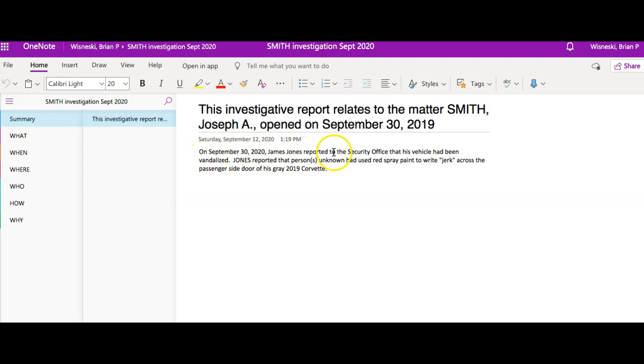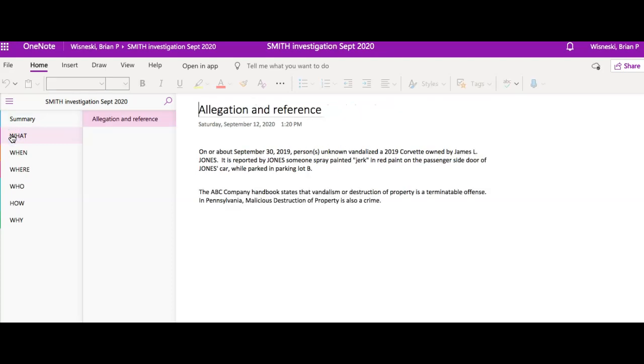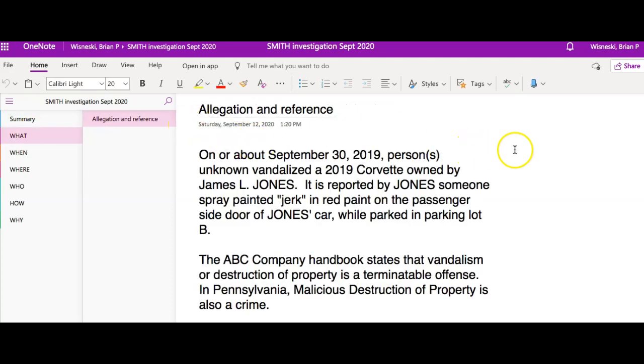Mr. Jones reported to the security office his vehicle had been vandalized. Jones reported that persons unknown had used red spray paint to write "jerk" across the passenger side door of his gray 2019 Corvette. Ouch. And the matter ended up being Smith because later on in the investigation, Smith became the subject. But again, this is the investigative report on this complaint. That's the summary.